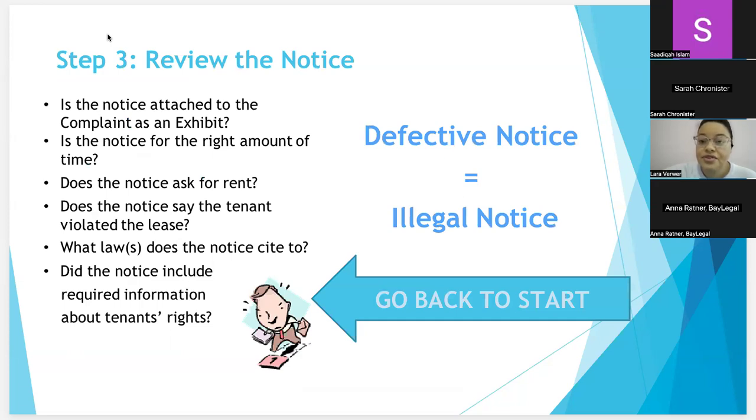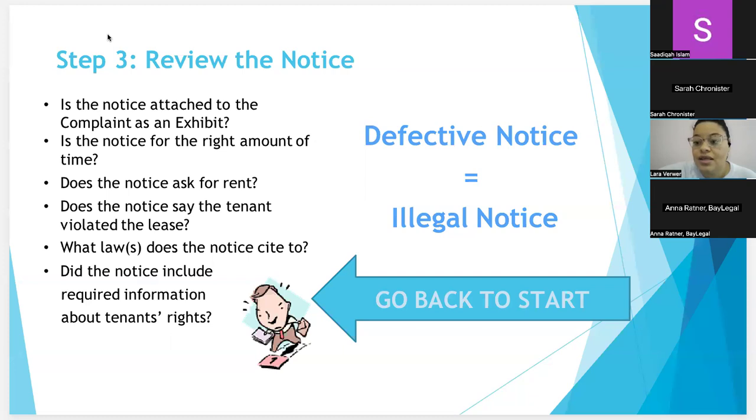Step 3 is reviewing the notice. So as Anna mentioned earlier, the different types of notices. Here is where you want to take a fine-tooth comb and look over that notice and see whether there are any defects. If there's a defective notice, that notice is not proper, a landlord cannot proceed with an eviction action, or they cannot prevail in an unlawful detainer if the notice is defective.